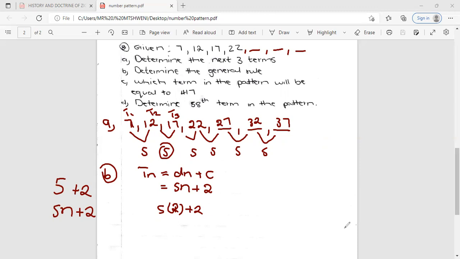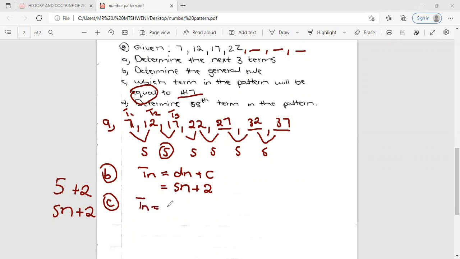Okay, let me just erase that one. Then we come back. Okay, B, then C. Which term in the pattern will be equal to 417? We have done it in the first question.